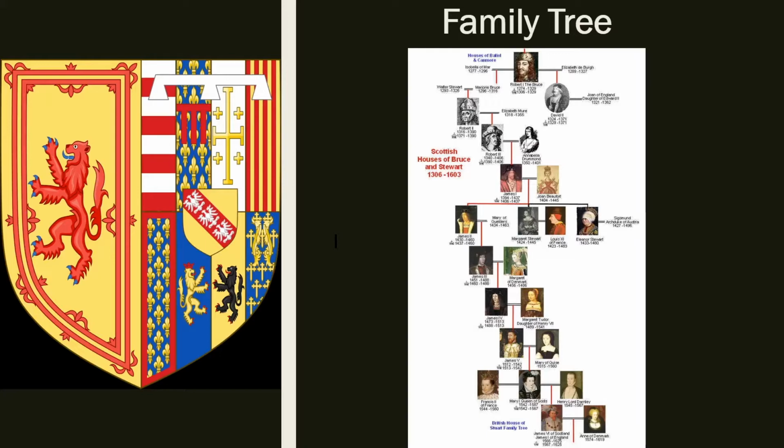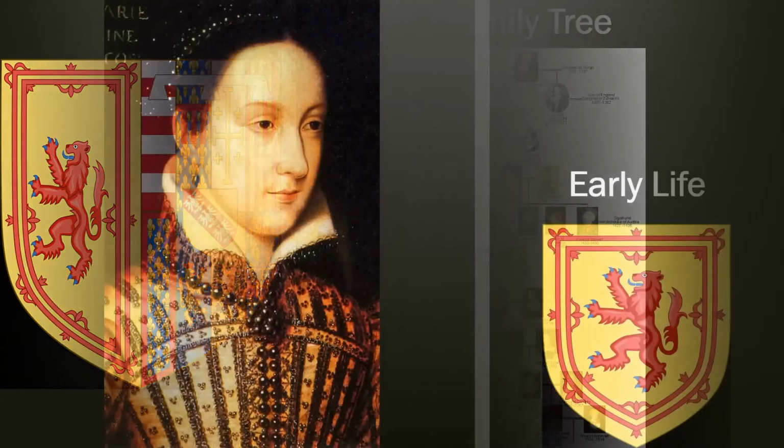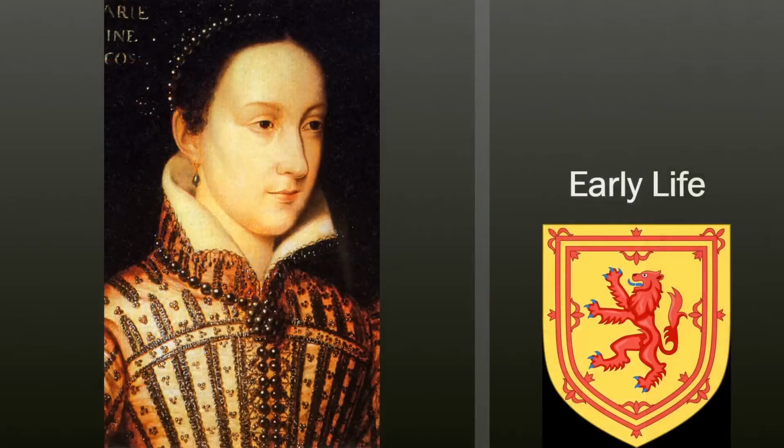So here on the right, you can see Mary Queen of Scots' family tree, starting with Robert I the Bruce, and moving down to where you see James IV, James V, and then Mary Queen of Scots, and her son, James VI of Scotland, who would become James I of England. But I digress, let's not get ahead of ourselves here. First and foremost, let's talk about her early formative life and years.